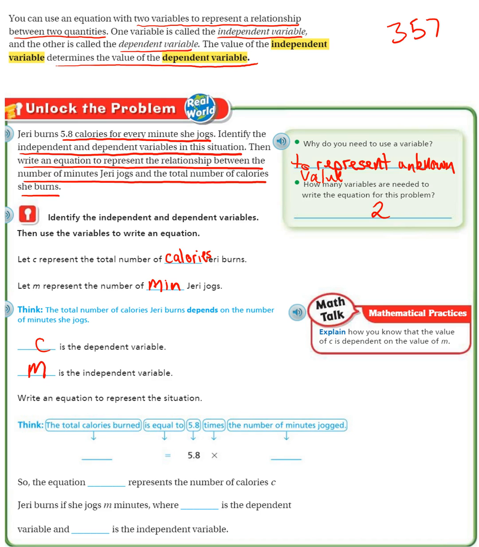Okay. The minutes don't depend on the calories; the calories depend on how long she runs. Okay. Write an equation to represent the situation. So the total calories burned, that's going to be C, is equal to 5.8 times the number of minutes jogged. So the equation would be C equals 5.8 M.